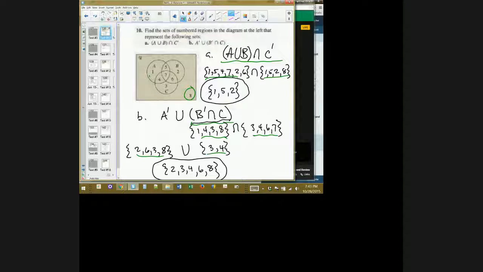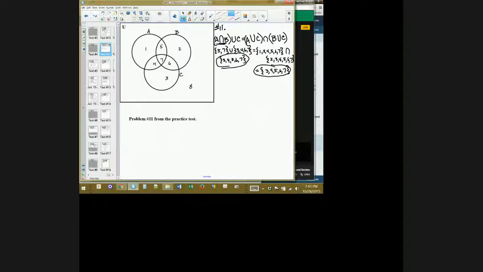Okay, 11 on the practice test. Here I did number 11. So the question is, in number 11, when you use the numbered regions in the diagram, which I made there, how can you show your work? So here I did my work. So A intersect B. Where do A and B overlap? 5, 7.